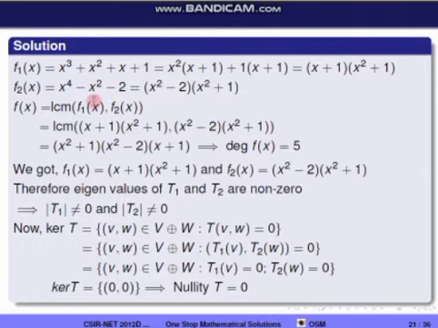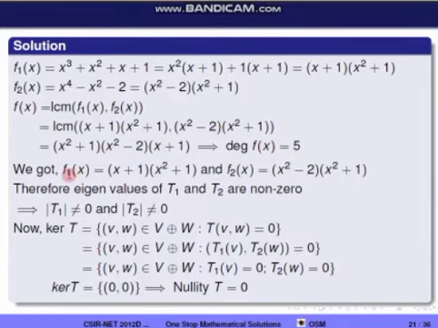Therefore, the minimal polynomial of T, f of x, is equal to LCM of f1 of x comma f2 of x, equal to LCM of (x plus 1) into (x square plus 1) comma (x square minus 2) into (x square plus 1), that is equal to (x square plus 1) into (x square minus 2) into (x plus 1). So we need the degree of f of x. So the degree of f of x means the sum of the highest powers of x. So 2 plus 2 plus 1, that is equal to 5.